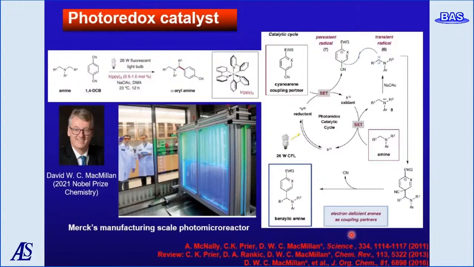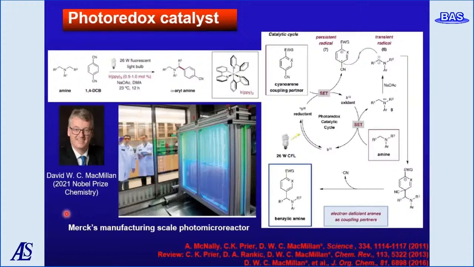Recently, photoredox catalysts have drawn much attention in organic chemistry as game changers. Two years ago, the Nobel Prize in Chemistry went to Professor David Macmillan and Benjamin List. In particular, David Macmillan has used ruthenium and iridium complexes as photoredox catalysts. The Macmillan group reported a protocol for the direct alkylation of the alpha-amino C-H bond using cyanobenzene derivatives as the coupling partners and an iridium complex as a photoredox catalyst.